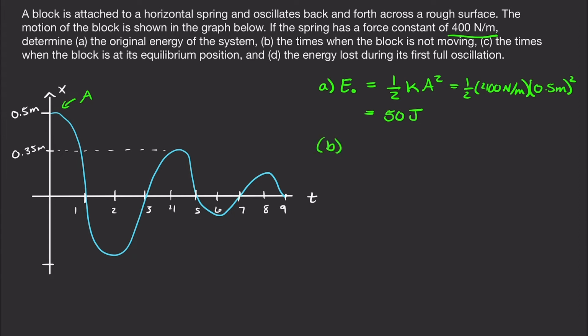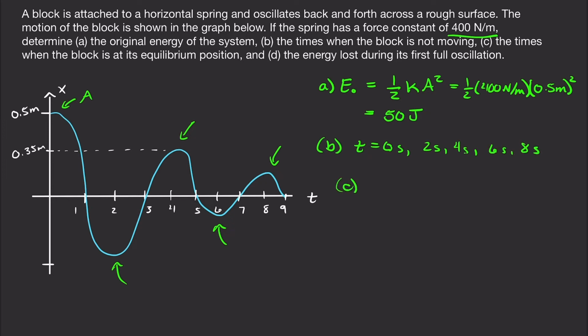So it's not moving when its position is the farthest away, so when it's at the amplitude for that given oscillation. So it's not moving when it's at time equals 0. It's also not moving here, or at any of the peaks and troughs. So this is time equals 0 seconds, time equals 2 seconds, 4 seconds, 6 seconds, and 8 seconds.